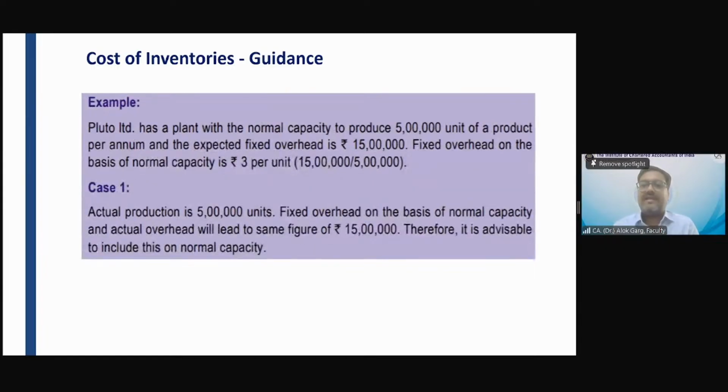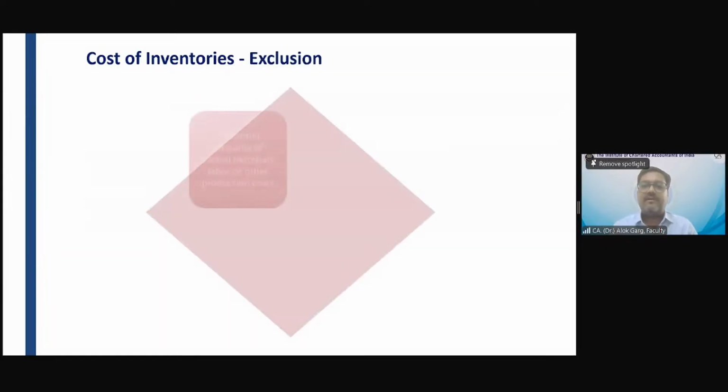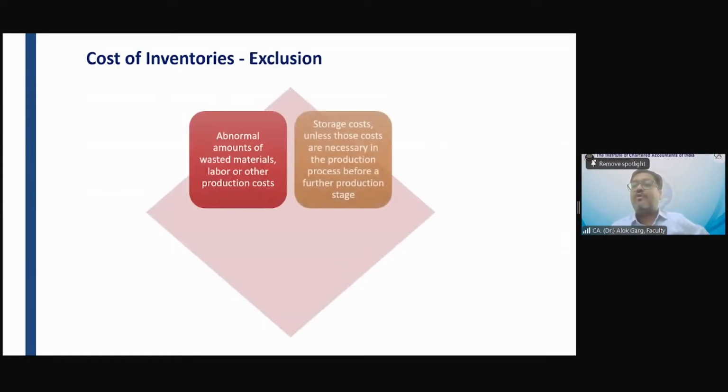This is the example which was given. So abnormal amount of waste material, labor or other production overhead is charged to P&L, right? If there is any abnormal amount, for example, COVID came and the inventory was obsolete, damaged, or a perishable product and the inventory was completely lost, all this abnormal amount of waste material, labor, production overhead has to be charged to P&L.